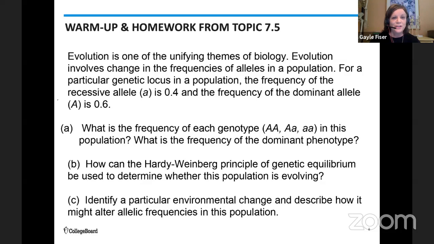All right, evolution is one of the unifying themes of biology. Evolution involves change in the frequencies of alleles in a population. For a particular genetic locus in a population, the frequency of the recessive allele, little a, is 0.4, and the frequency of the dominant allele, big A, is 0.6. A is going to ask us two questions. What is the frequency of each genotype, big A big A, big A little a, little a little a, in this population? And what is the frequency of the dominant phenotype?